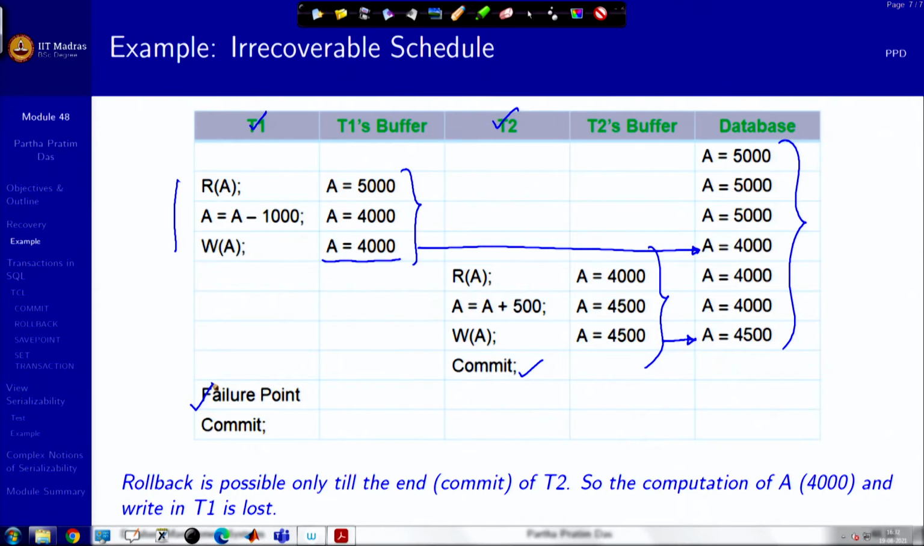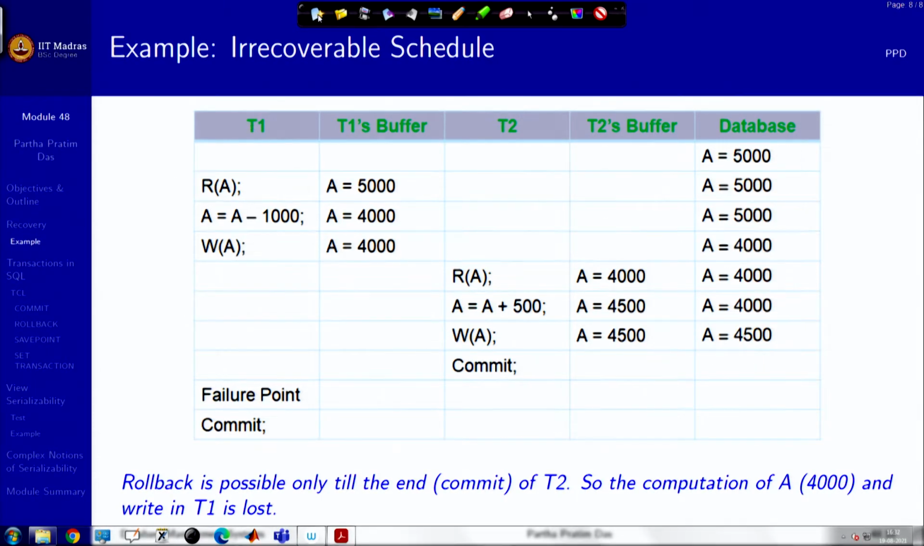Now, as T1 has failed, it needs to roll back, but now in the database the value has already been changed and made permanent by T2. So, the rollback is not possible. So, this is not a recoverable schedule.